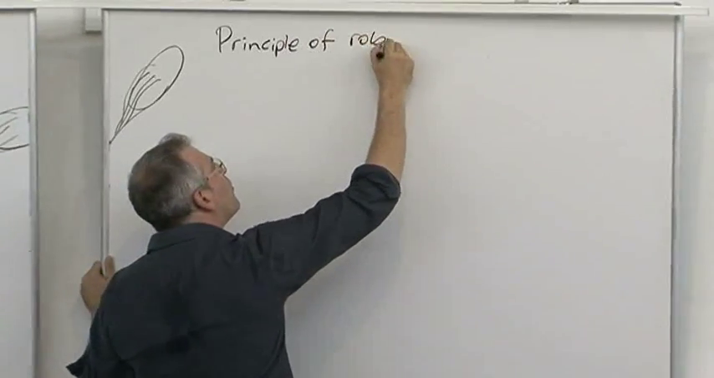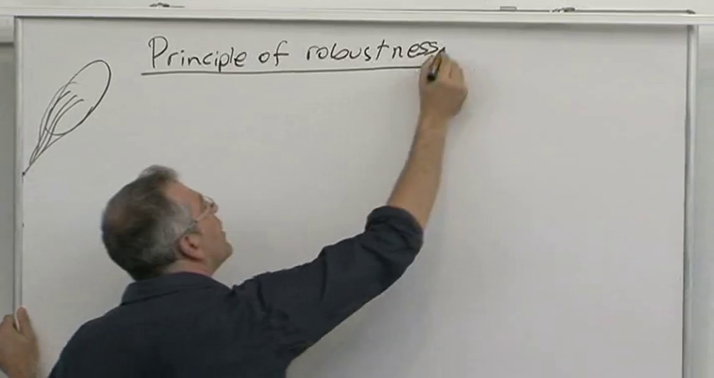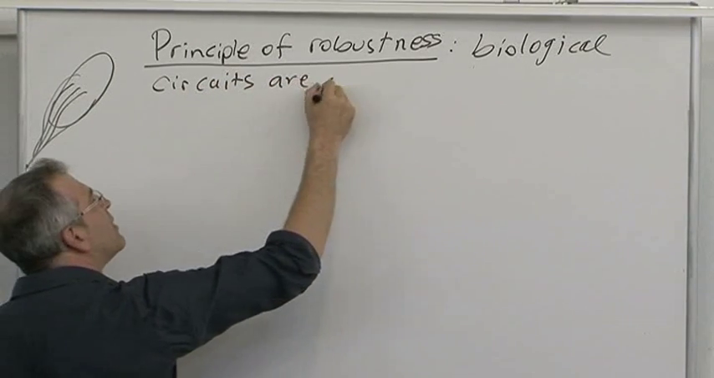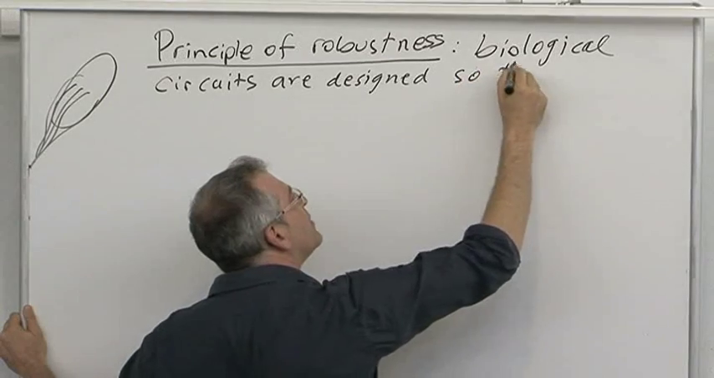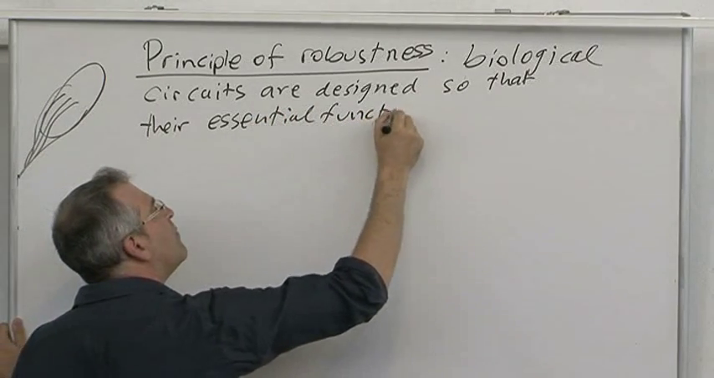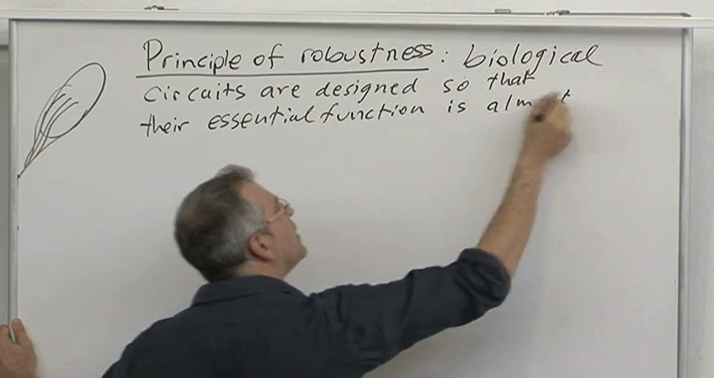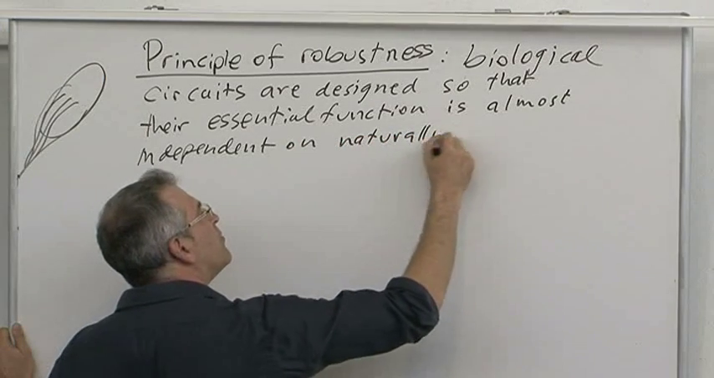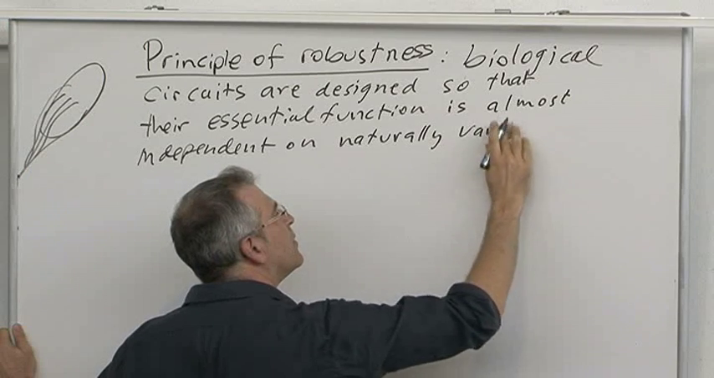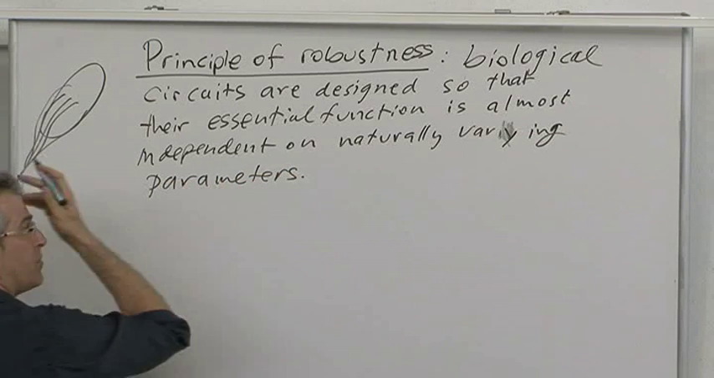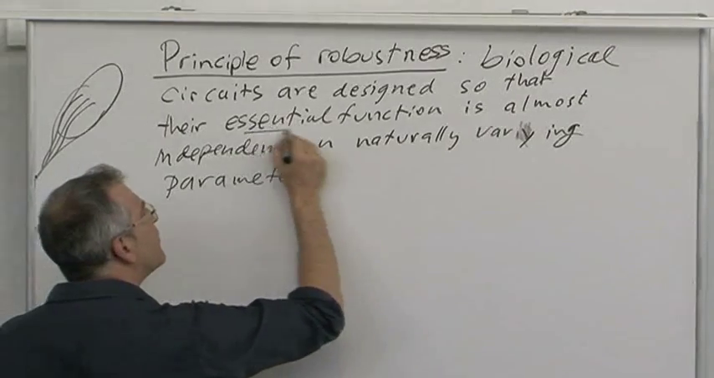Principle of robustness. Biological circuits are designed so that their essential function is almost independent of the naturally varying parameters. We need to know what the essential function is and what those parameters are.